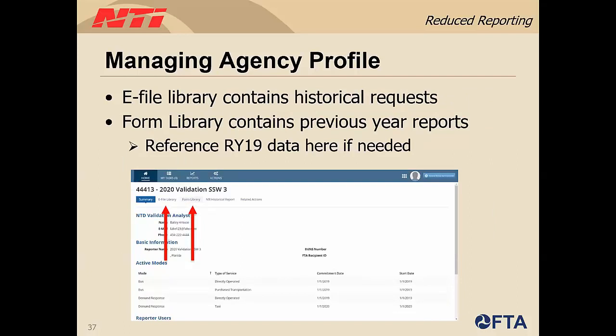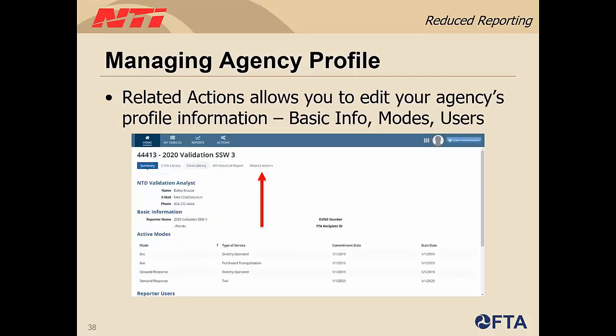At the top of the profile section, the e-file library contains historical requests like extension requests or agency fiscal year updates. The form library contains the agency's reports from previous years. If you need to access the 2019 report for reference while completing the 2020 report, do this through the form library. Related Actions allows you to edit your agency's profile information, like your basic information, modes, and users.